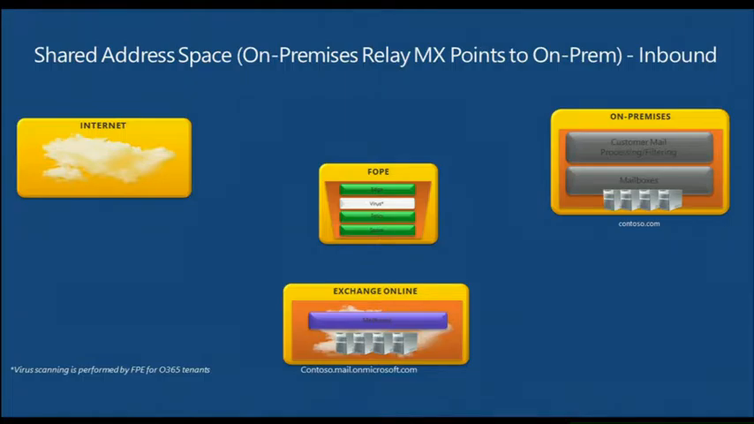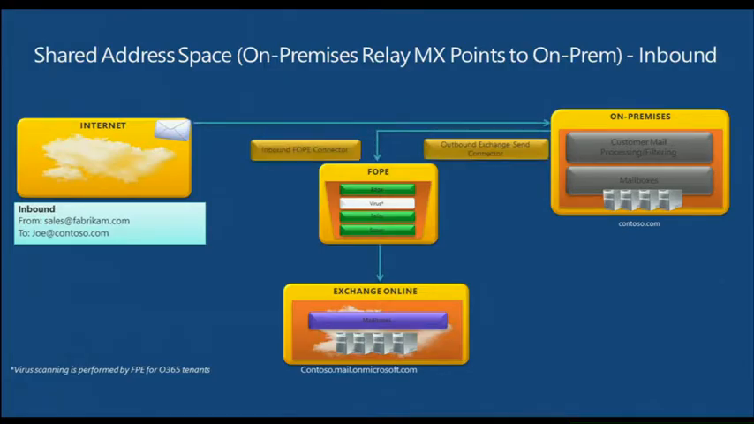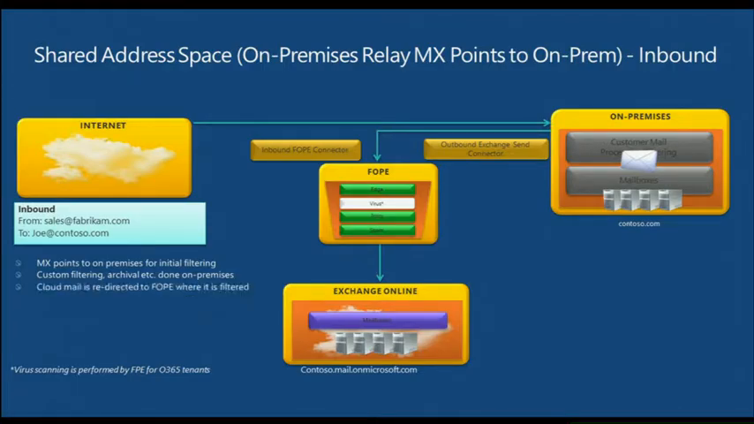So the first one, we have a shared address space. And that means we've got the same domain name in the on-premises solution as well as in the cloud solution. So mail will flow in from the internet, from an internet user, sales@fabricam.com, and it's coming in to joe@contoso.com. The mail flows in through the normal connectors into Exchange, and that MX record's pointing to Exchange. Now, at this point, then, we may do some custom filtering, we may do some journaling, but we don't have to. But either way, that mail is destined to a user that's part of the cloud service. So the mail is sent out via that connector that we talked about into FOPI, and it's then filtered.